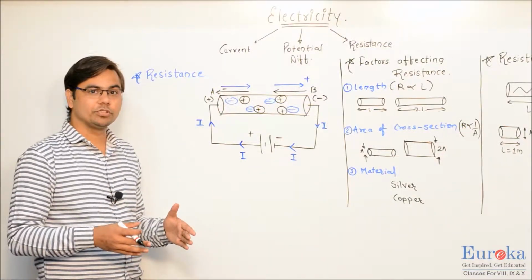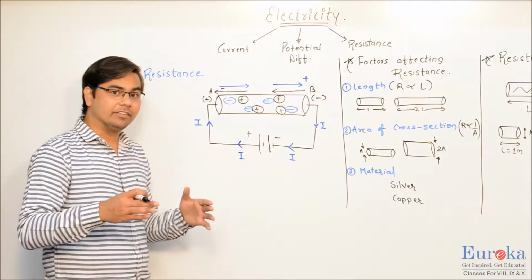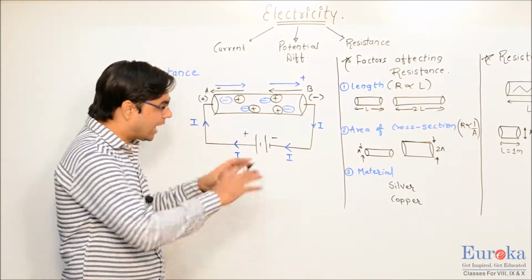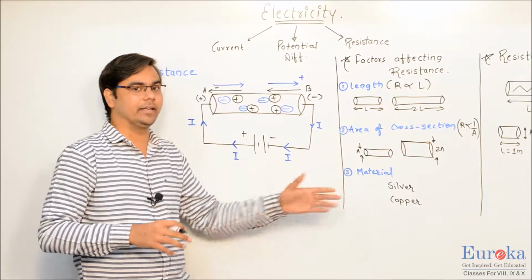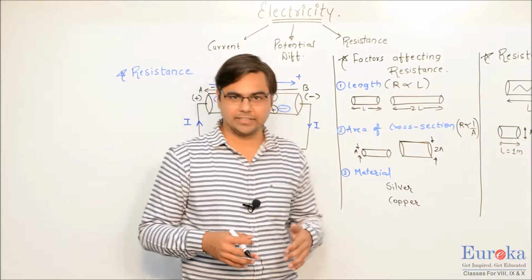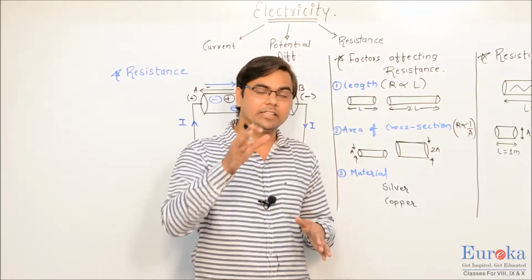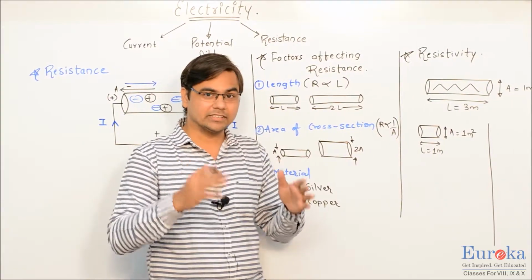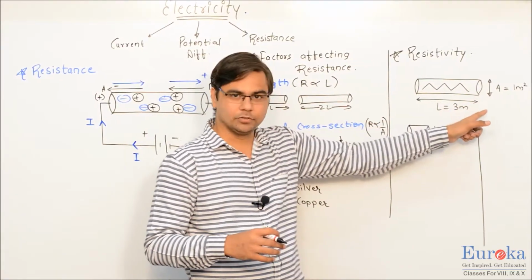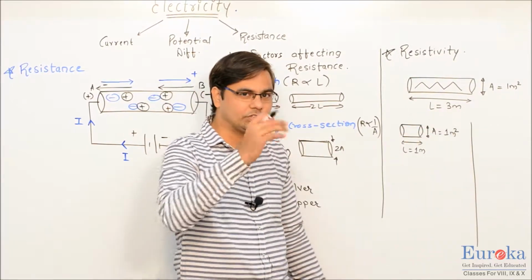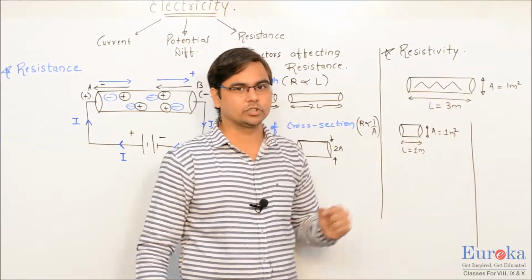Now that we have understood the concept of resistance and the factors affecting the resistance, let us focus upon the last aspect, that is the material. To understand the concept of how material affects the resistance, we will have to deal with another very important topic called resistivity. So let us consider a metallic conductor whose length we can assume to be 3 meter and whose area of cross section we will consider to be 1 meter square.